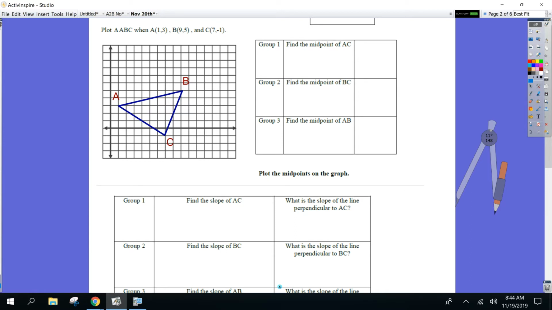Group 1, midpoint of AC. Somebody report back. Midpoint of AC. (4, 1). Everyone right now, please call that point D. (4, 1). And I'd like you to go over to your graph and plot it, please. Plot (4, 1).